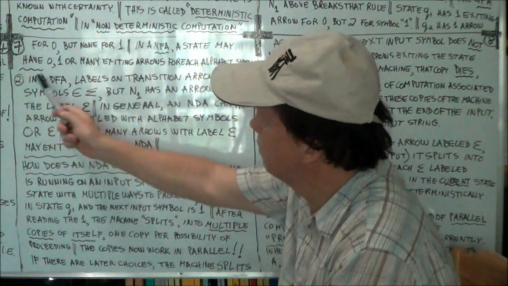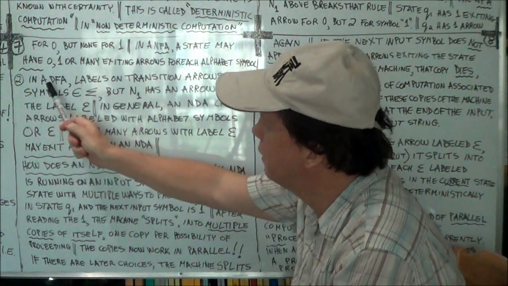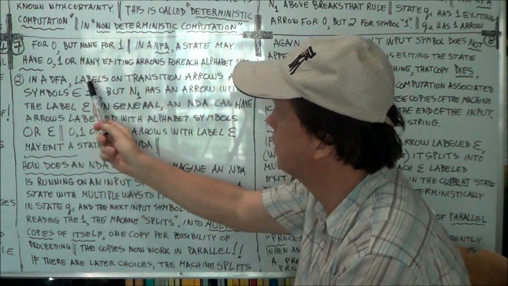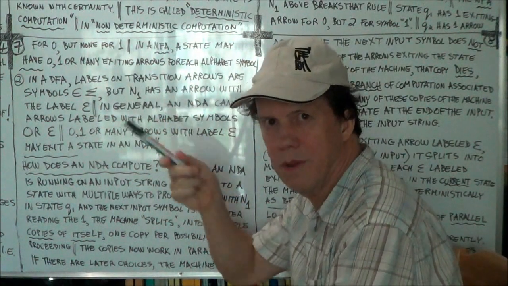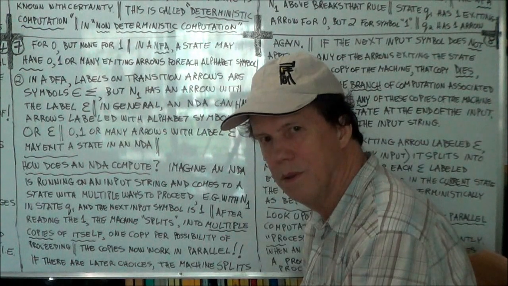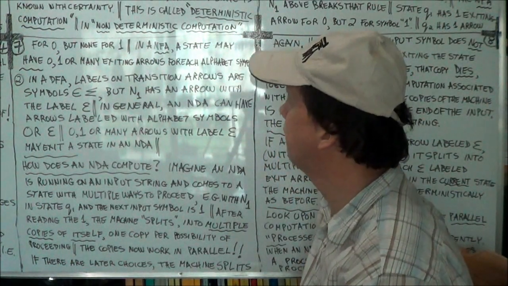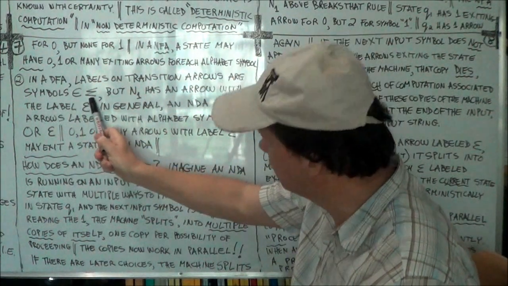Okay, here's another one. Now in a DFA, deterministic, the labels on transition arrows, exiting arrows, they are members of your alphabet. Right? They are symbols of your alphabet. Okay? Symbols belonging to your alphabet.